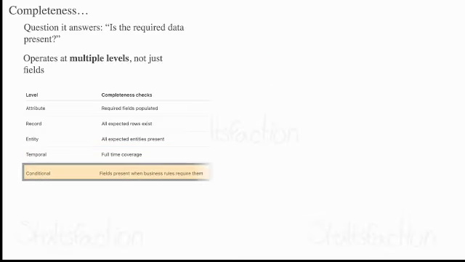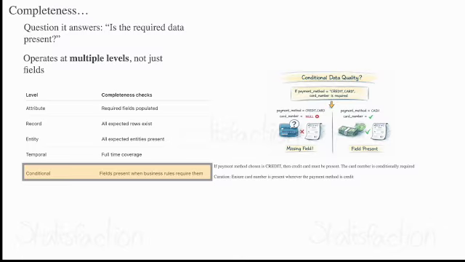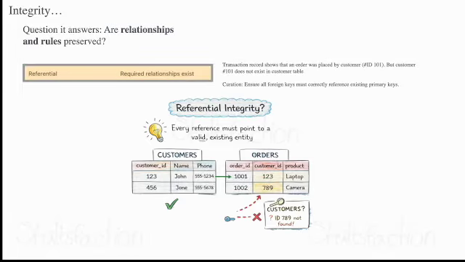Conditional checks come into play when one field depends on the value of another field. For example, if the payment method chosen is credit, then the credit card must be present. The card number is conditionally required. Data integrity asks, are all the relationships and rules in the data properly maintained? Referential integrity means making sure that every child record, like a transaction, has a matching master record it links to.